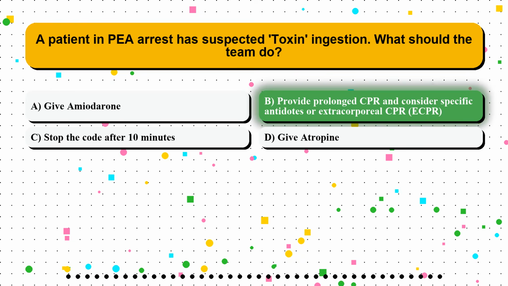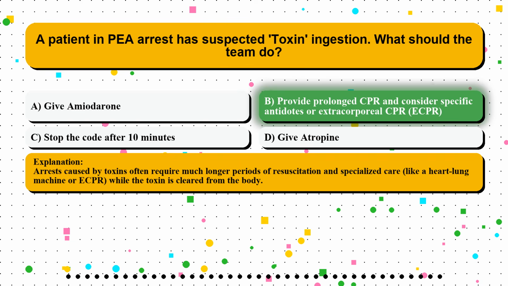The correct answer is option B, provide prolonged CPR and consider specific antidotes or extracorporeal CPR, ECPR. Arrests caused by toxins often require much longer periods of resuscitation and specialized care, like a heart-lung machine or ECPR, while the toxin is cleared from the body.